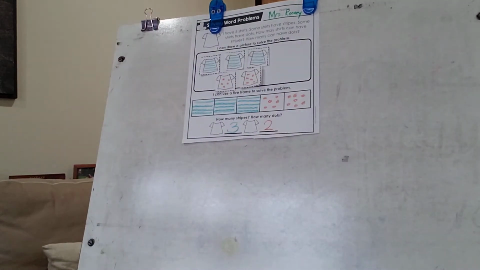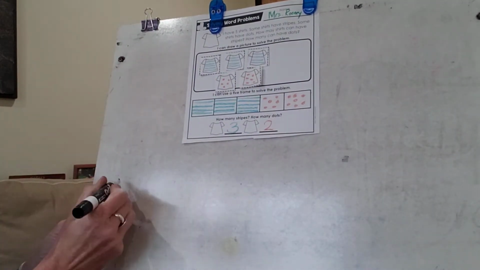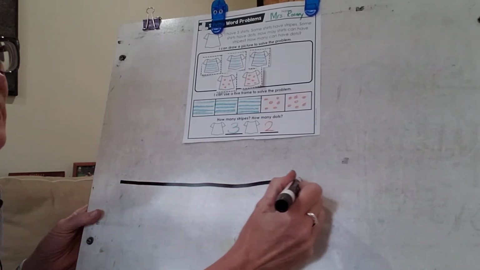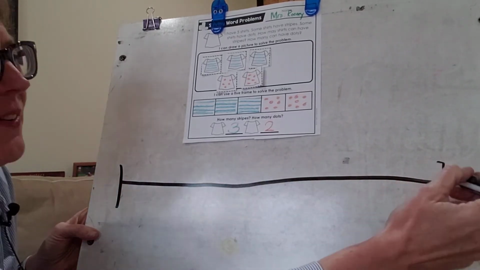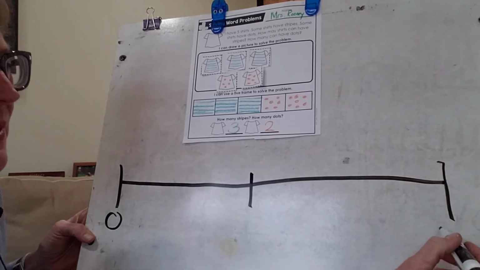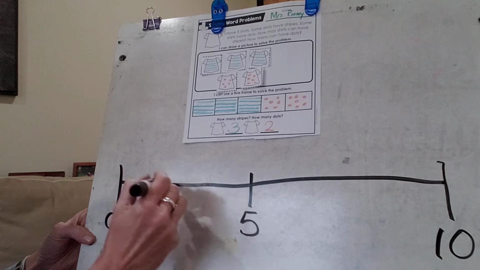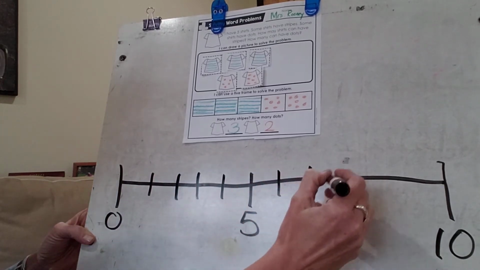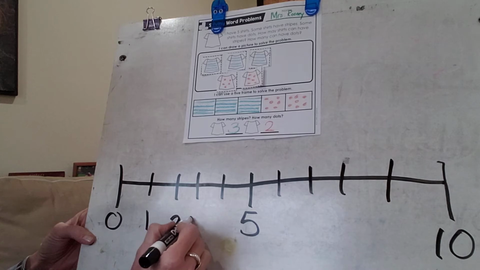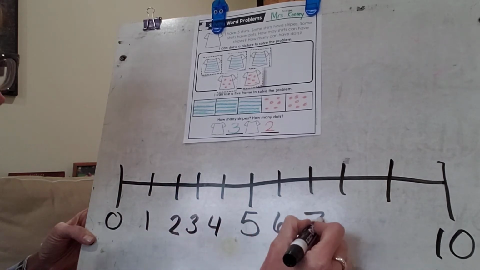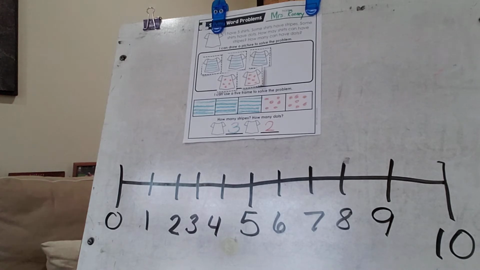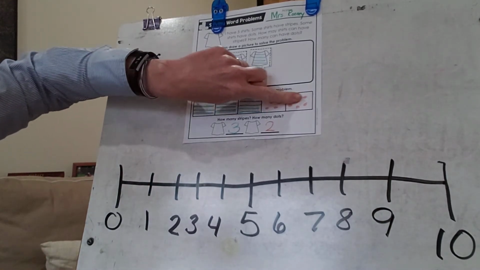Now, the one more thing that I want to do with you is, let me grab my marker. Since we were working on number lines yesterday, what I want to do is I'm going to make a number line to solve this problem. I want to know how many shirts I have all together. Okay, so I'm going to put 0 and a 10 there, and I'm going to put my 5 there. Okay, so 1, 2, 3, 4, 6, 7, 8, 9, 10. Okay, so let's look at my 5 frame here.